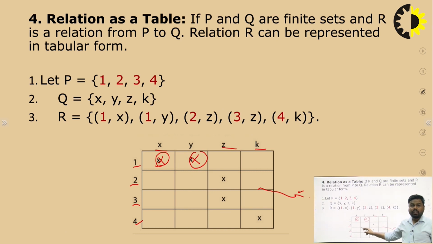So in this way 2z, 3z, and so on. Like this, we can represent our relation in 4 types. I have taught you: represented as a matrix, represented as a directed graph, represented as a table, and represented as an arrow diagram. You can make your relation in these types.